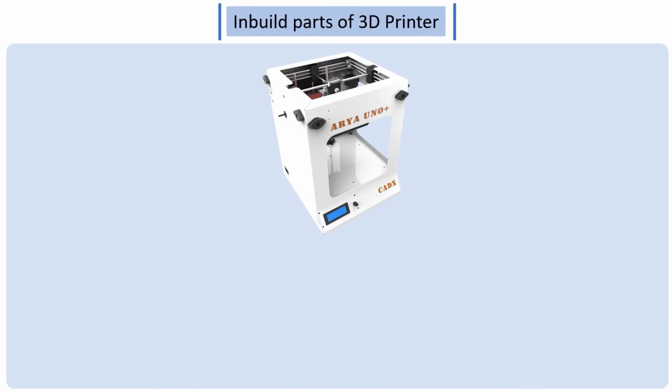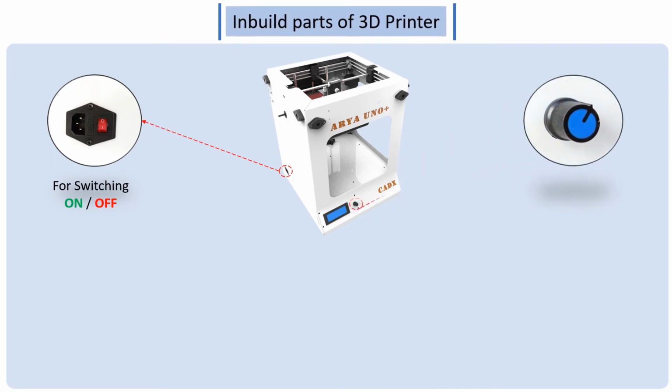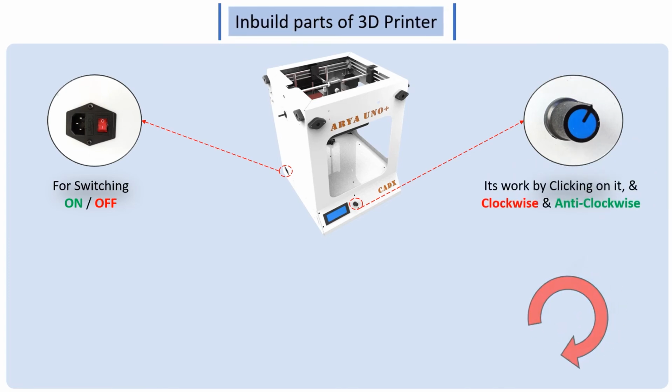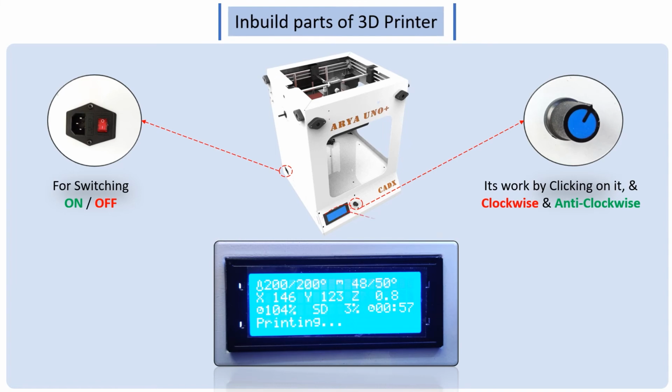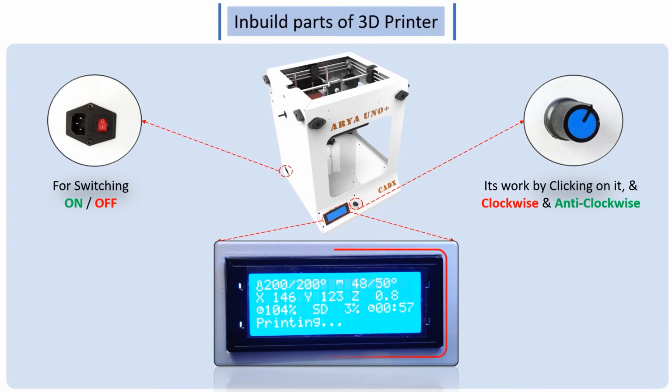Well, here it is. This is the power supply switch. This is the rotary button. This rotary button works by clicking on it, and it moves clockwise and anti-clockwise, both sides. This is the LCD screen. Let me talk more about the LCD screen. When you see this LCD screen, it shows you some options. Let's have a look at these options.